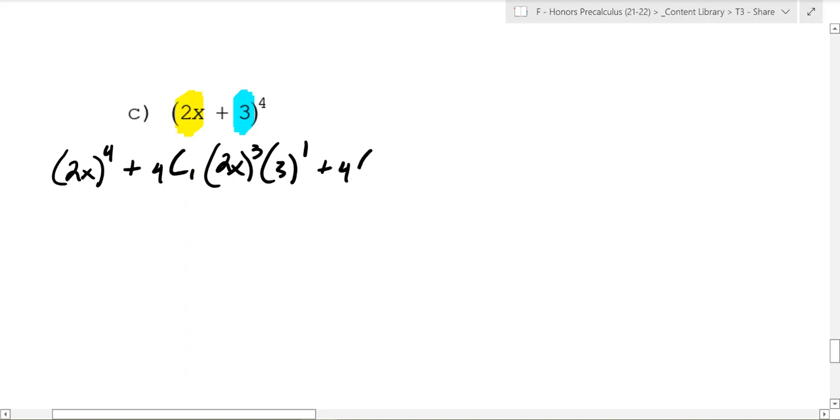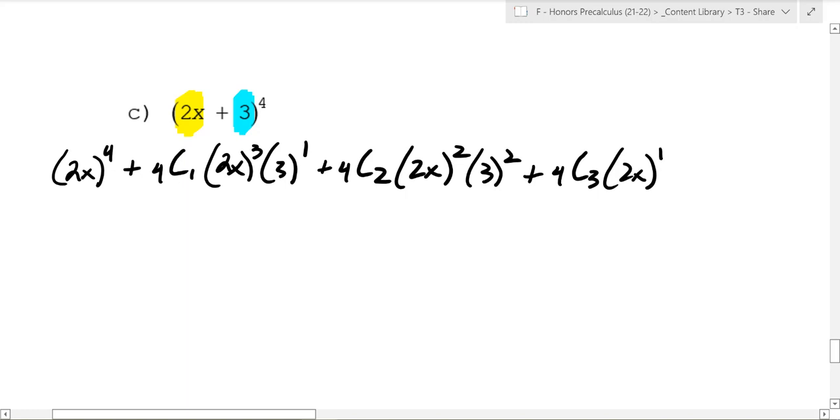And then you're going to have 4 choose 2, 2x squared, 3 squared. And then you're going to have plus 4 choose 3, 2x to the 1st power.